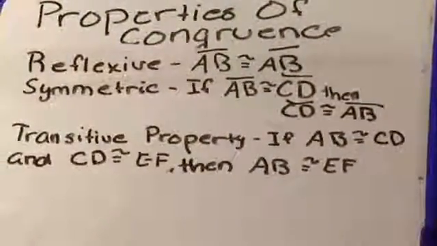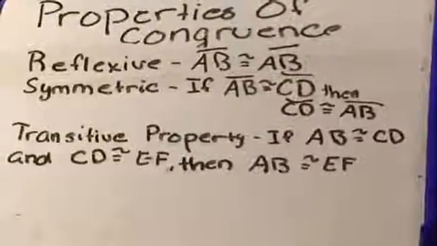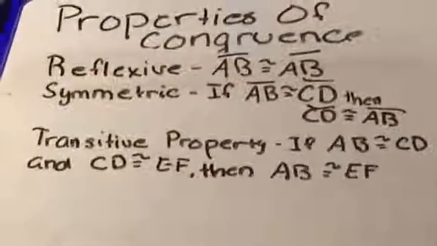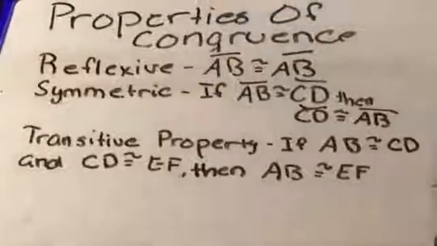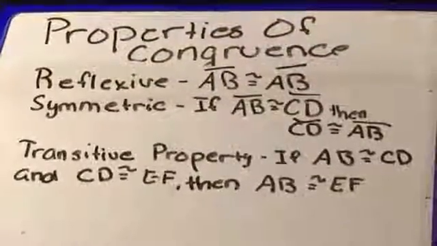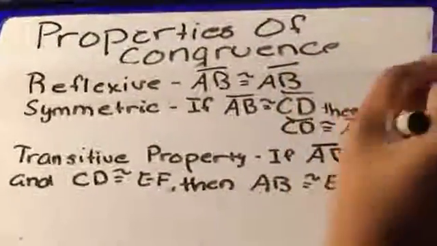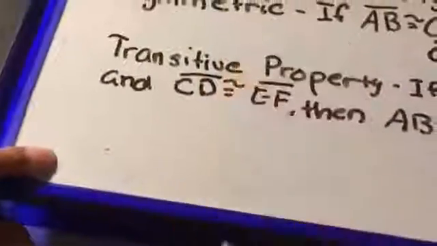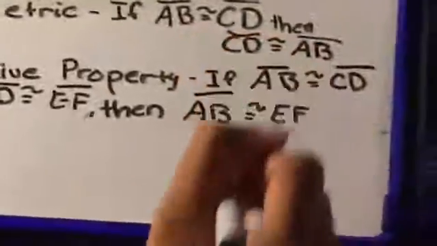The transitive property tells us that if we have two things that are equal to each other, and the second thing is equal to the third thing, then the first thing is also equal to the third thing. For example, if segment AB is congruent to segment CD, and segment CD is congruent to segment EF, then segment AB is congruent to segment EF.